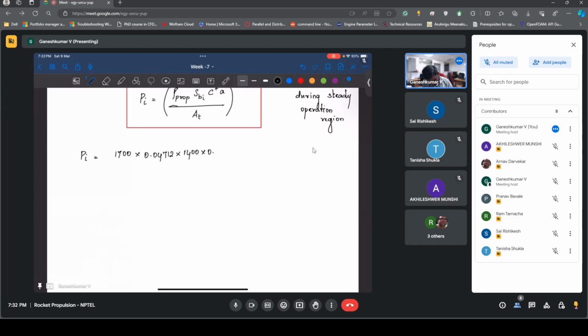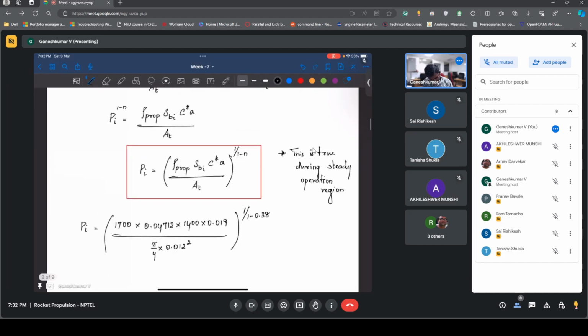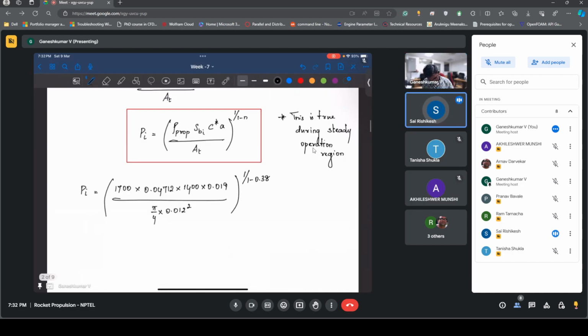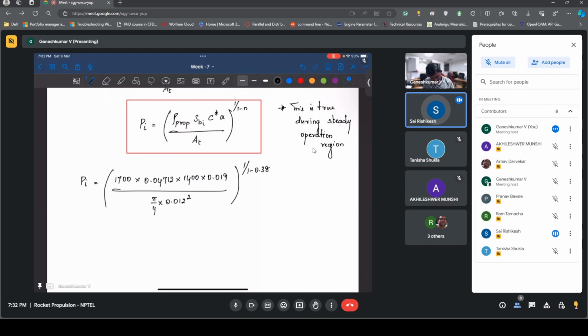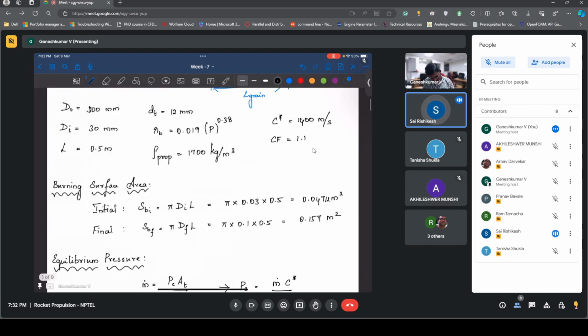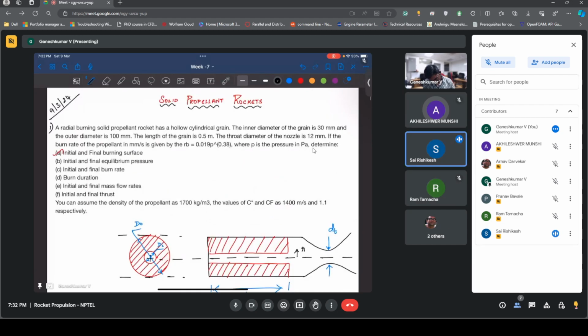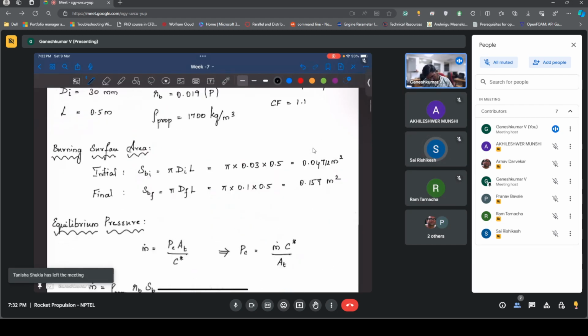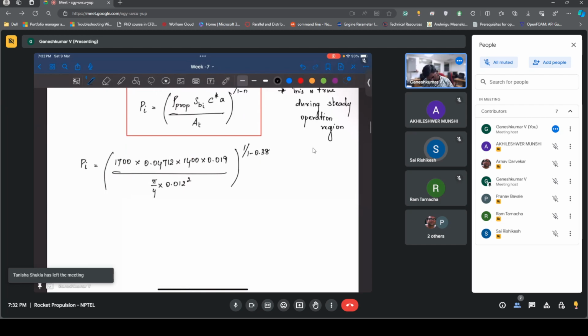1400, this is 0.019 divided by 80, which is going to be pi by 4 into 12 mm, 0.012 square, whole power 1 by 1 minus 0.38. Sir, I think we have to convert 0.019 also into meters because they're given R in terms of millimeters per second. Oh, okay. All right. I'm sorry about that. R is in terms of millimeters per second, so you multiply it with 10 power minus 3.